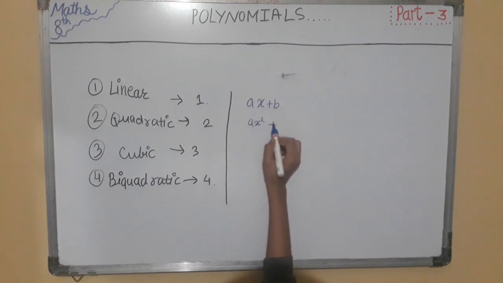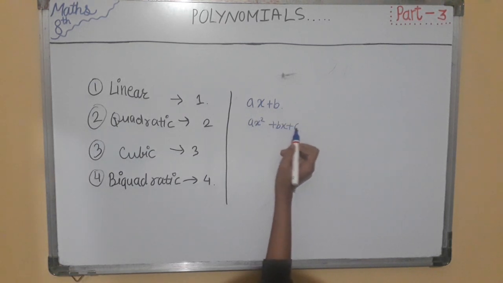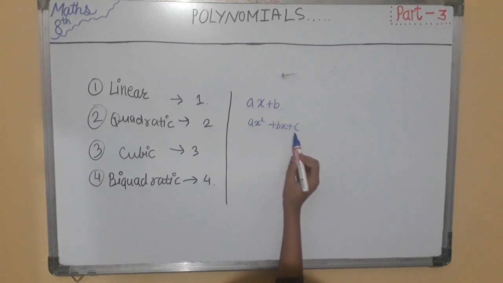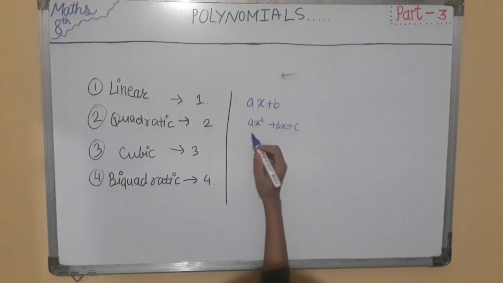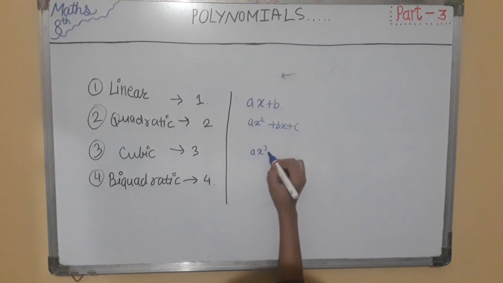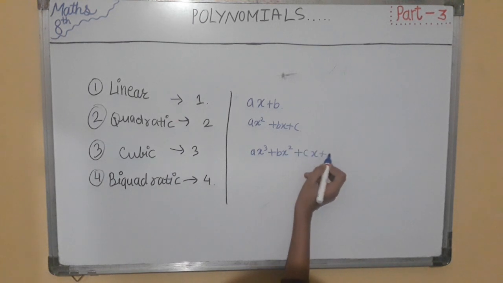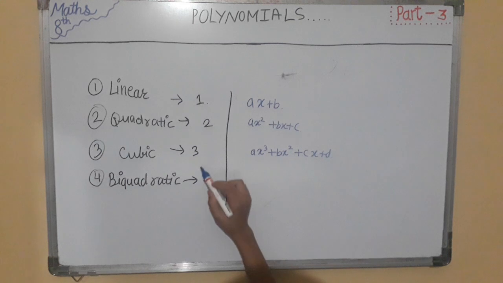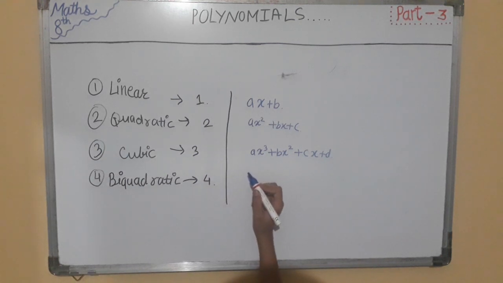ax square plus bx plus c is the example of quadratic polynomial where a, b, c are constants and x is the variable, x with any power. In cubic the example is ax raised to 3 plus bx raised to 2 plus cx plus d, where the variable is x with different powers and the degree is 3.